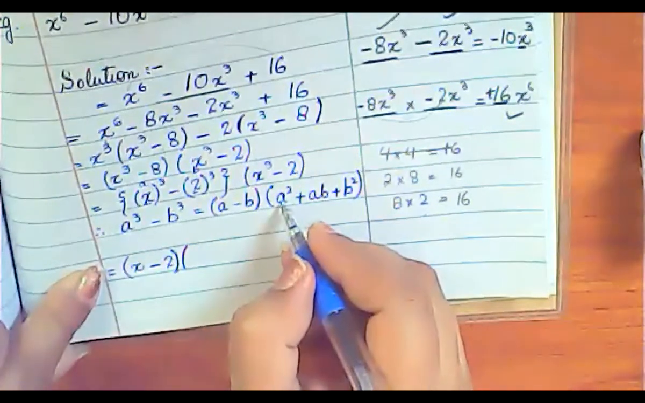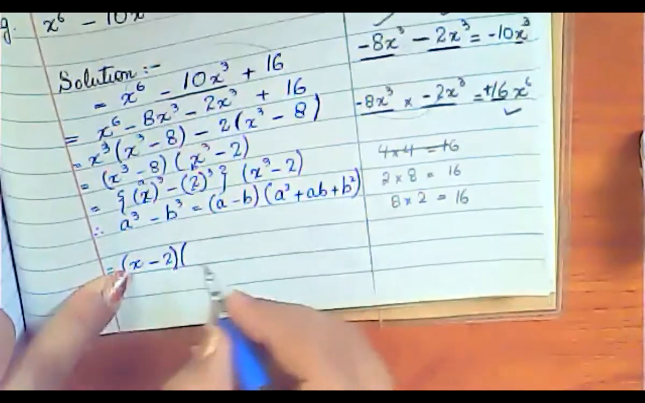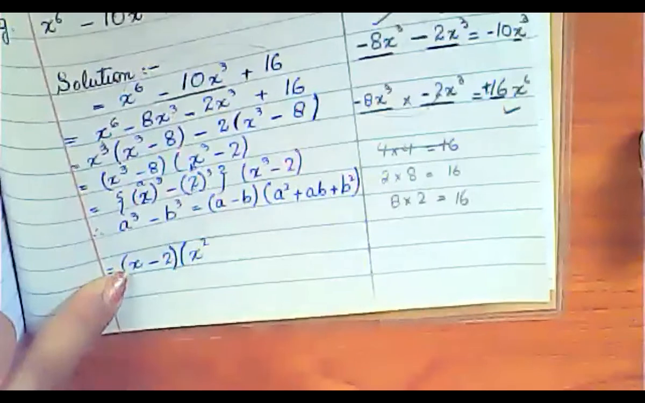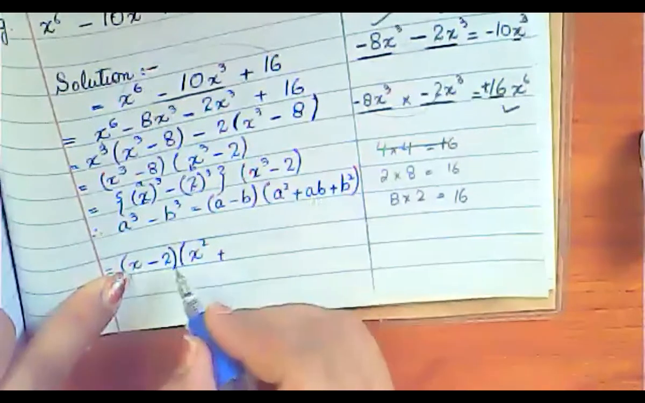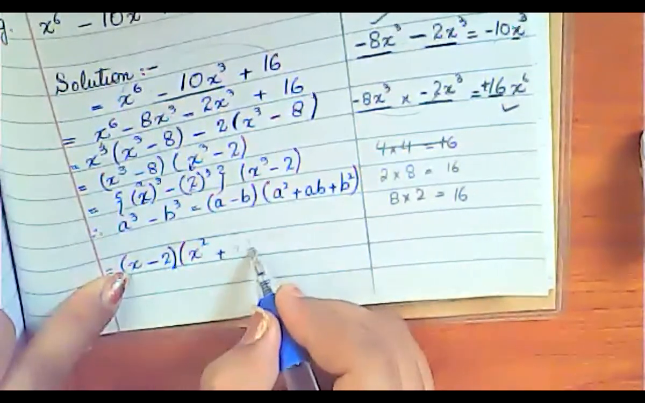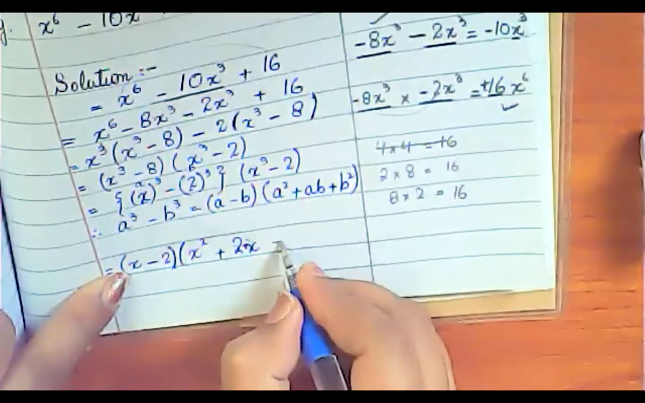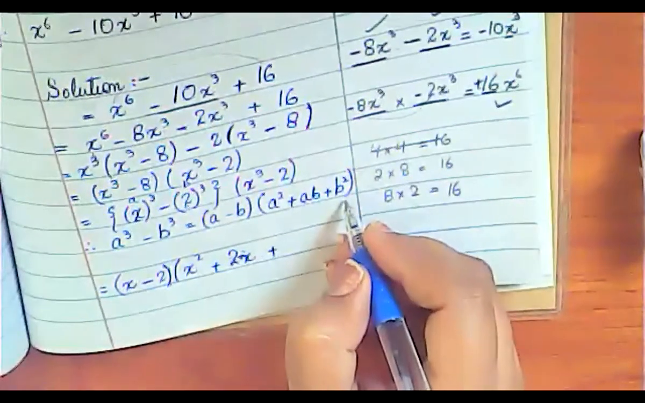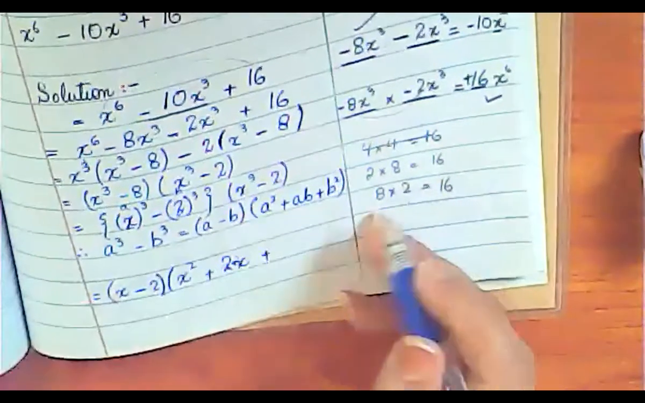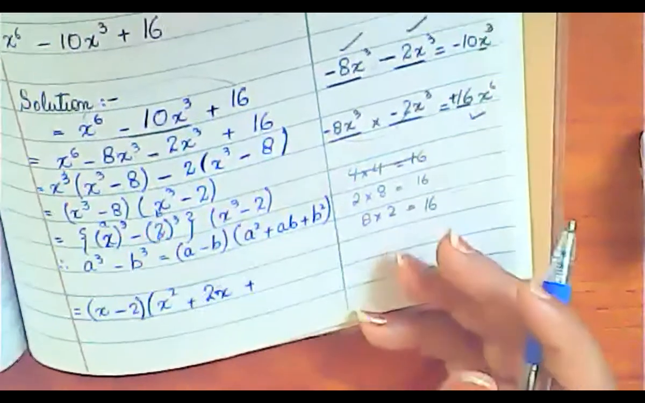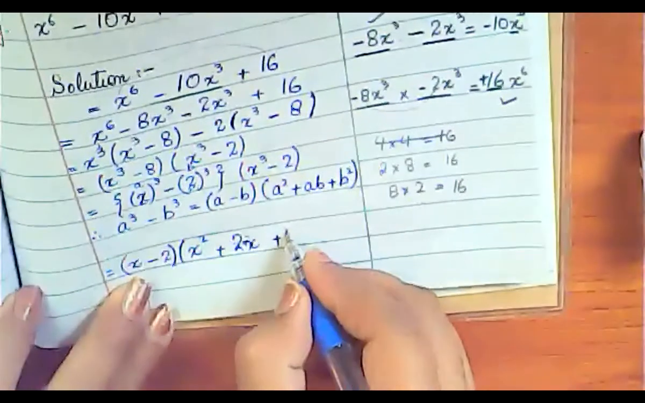After that you have to take the square of term a. The square of term a is x, so the square of term a will be x squared. Plus ab. So a is x and b is 2, so you will simply write 2x. After that plus b squared. Now you have to take the square of term b. Term b here is this 2. So the square of 2 will be what? 4. So simply you will write here 4.